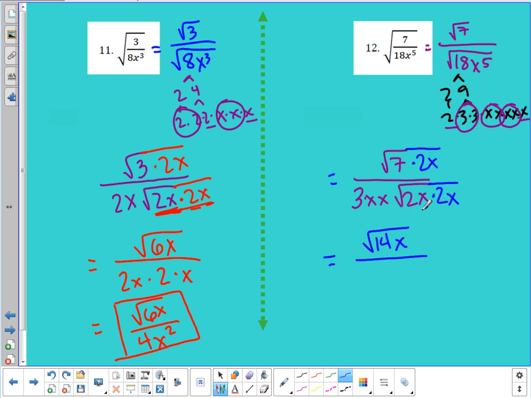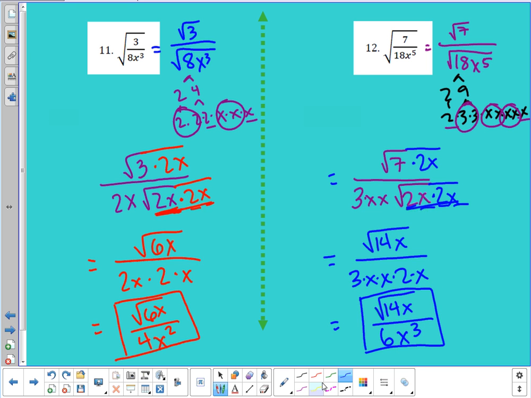On the new bottom, I'm going to have the 3, the x that were already there. Then I get a 2 from that pair, and I get another x from that pair. Let's put it all back together. Square root of 14x over 6x to the third. Whew. Okay. We have one application question to look at at the bottom.